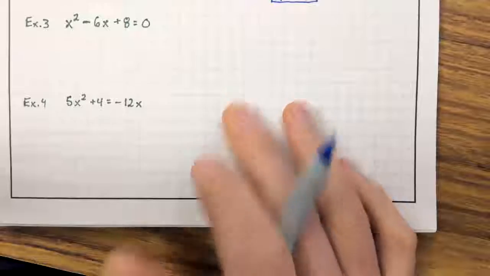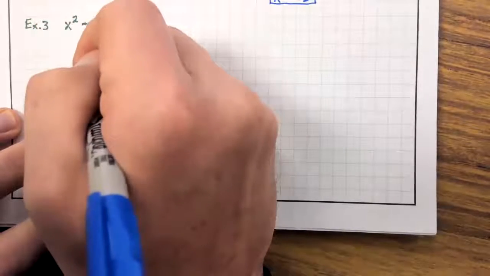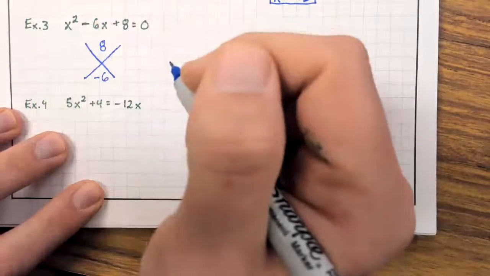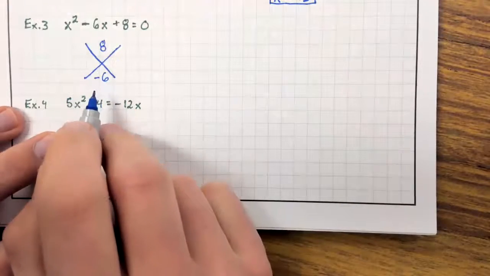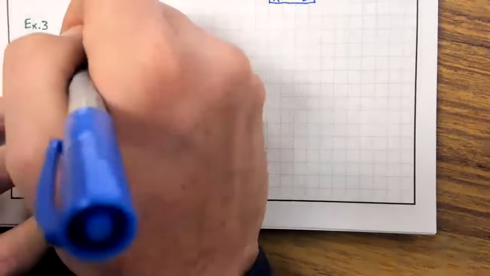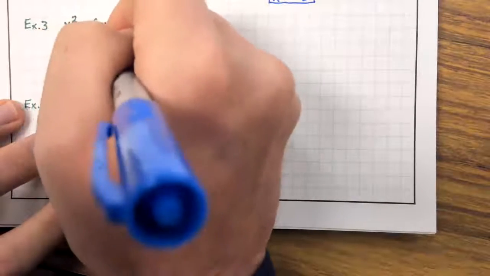Example number 3, x squared minus 6x plus 8. So I am going to find factors of 8 that add up to negative 6. What can I multiply to get 8 but add up to negative 6? So those factors would be negative 4 and negative 2.